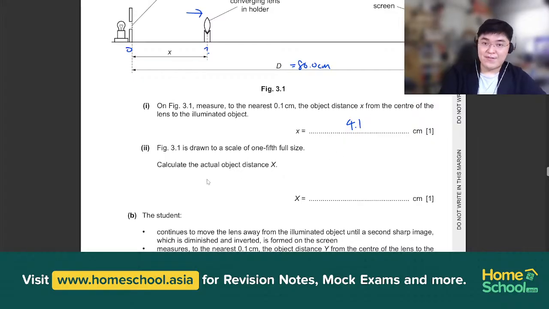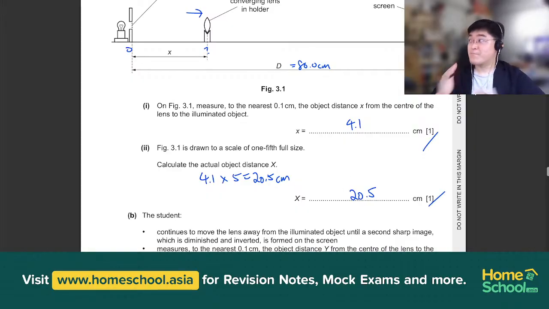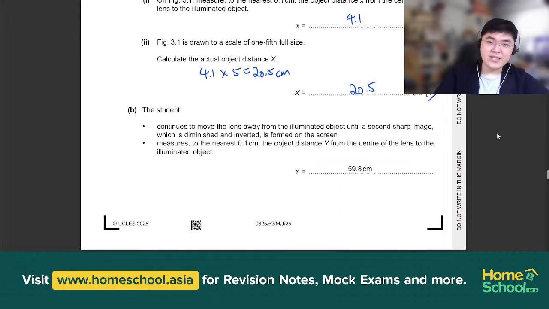So we already saw here 4.1. 4.1 times 5 equals 20.5 centimeters. Okay, so let's do that. 20.5 centimeters should be the answer. 1 mark for correct answer. Straightforward, yeah? Okay, now let's move on.